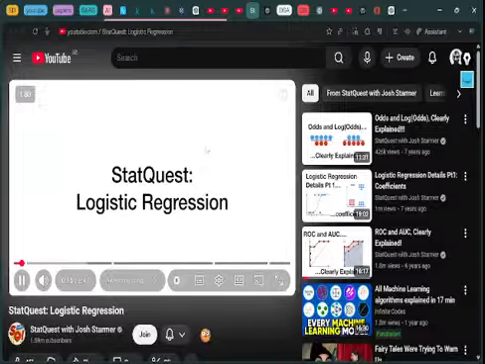Today we're going to talk about logistic regression. This is a technique that can be used for traditional statistics as well as machine learning. So let's get right to it.